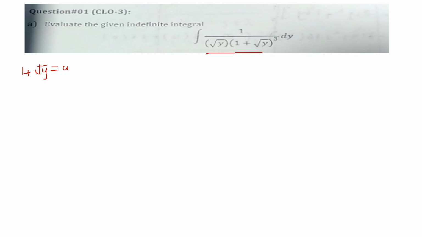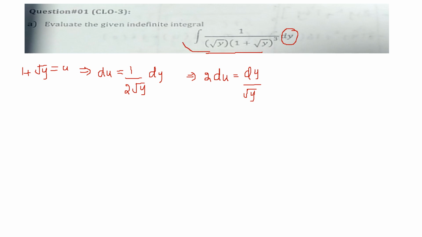We need to change the variable of integration as well, that is we need to change dy in terms of some multiple of du. For this we differentiate u with respect to y, which gives us du equals 1 over 2 square root of y dy. Let's rearrange these terms and it gives us 2 du equals dy over square root of y. We have changed the variable of integrand and the integration as well. So let's put these values in the integral.